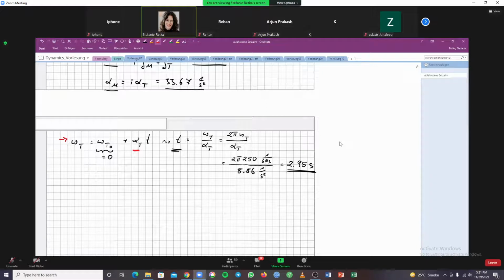Professor, how do we integrate alpha if it is constant? Well, I'm just integrating a constant over time. If I integrate a constant over time, it's simply this.